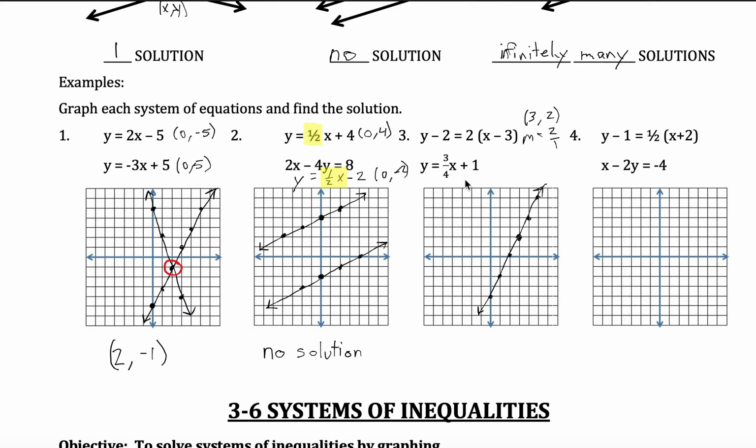Then we want to graph our second equation, which, because it's in slope-intercept form, has a y-intercept of 0, 1. So we go ahead and plot that on our graph. Then we have a slope of 3/4, so we go up 3 to the right 4, or we could go down 3 to the left 4, and we go ahead and we connect those points.